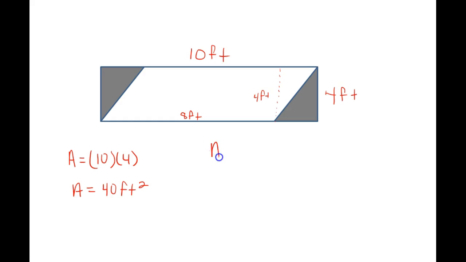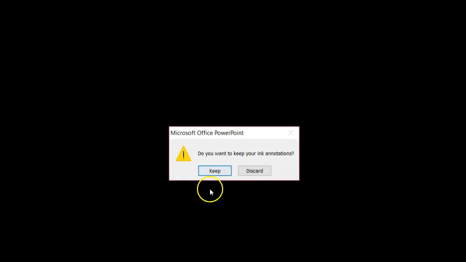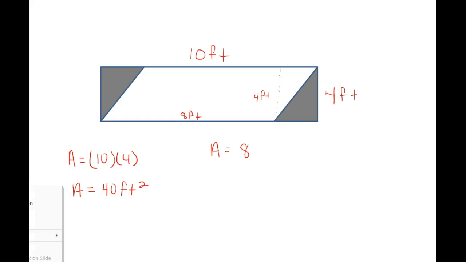So let's find the area of the parallelogram, and that is base, which is 8, times the height, which is 4. So the area of the parallelogram is 32 feet square. But they just want to only know the area of this shaded region.